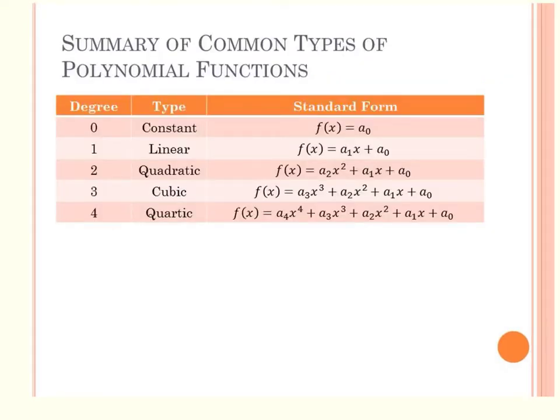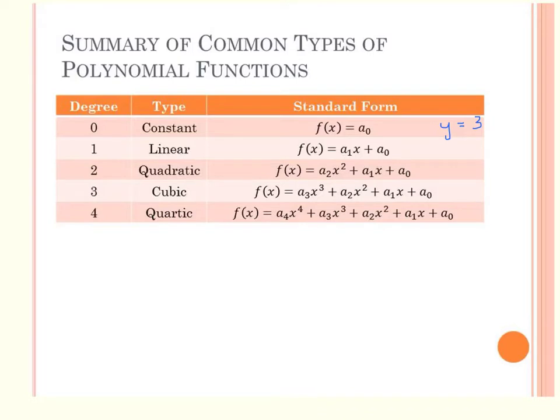So here are a few polynomial functions that we've talked about before. The first three we've actually talked about before. F of x equals a sub 0 is a constant function. Lots of times you just might see y equals 3. That's just a constant function. It has a degree of 0, and that's because you would put an x to the 0 on there.